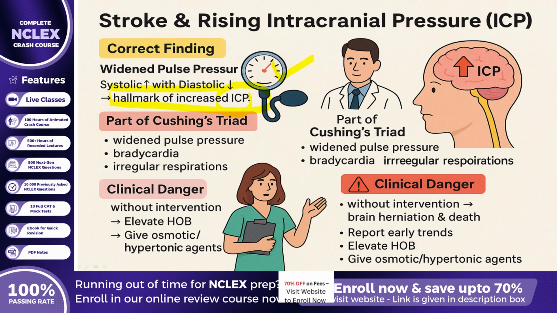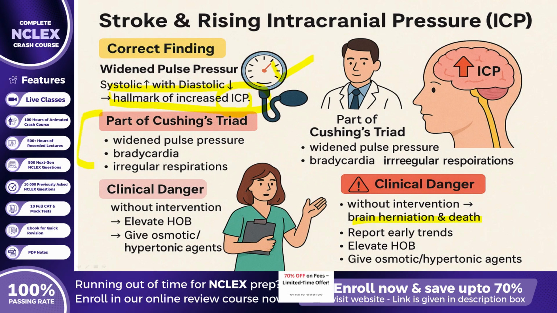A pulse pressure that widens beyond 50 millimeters of mercury reflects the body's attempt to preserve cerebral perfusion in the face of rising intracranial pressure. Without immediate recognition and intervention, this progression can lead to herniation and death.